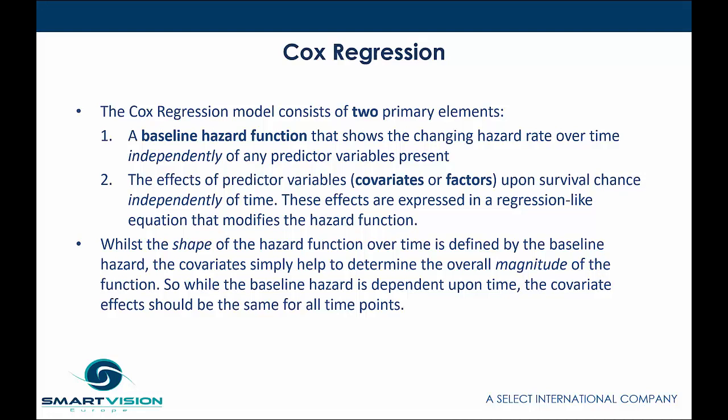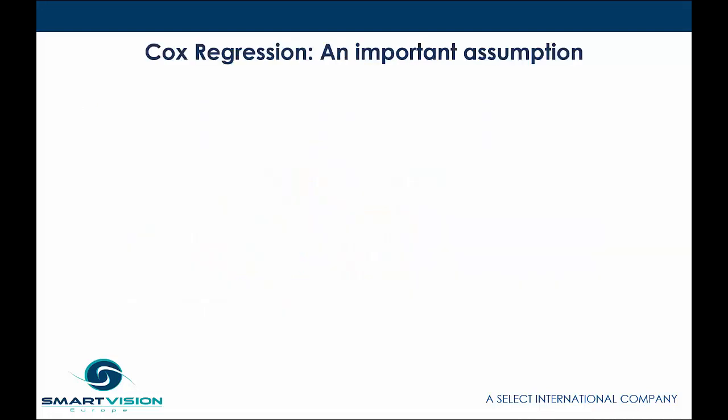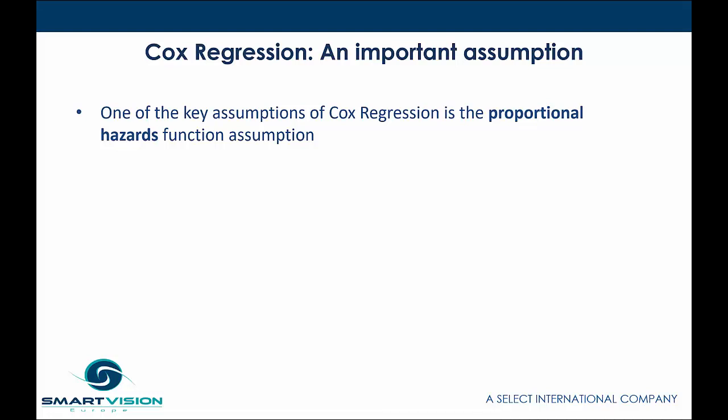So while the baseline hazard is dependent upon time, the covariate effects should be the same for all time points. And that implies an important assumption about Cox regression. Now, earlier on we were talking about Kaplan-Meier, and in Kaplan-Meier we said that this is a non-parametric method. It doesn't really make a lot of assumptions about the data or about the distributions involved. Here we have quite an important assumption that relates to these two elements, but it relates to the baseline hazard function and the coefficients that are independent of that. This is known as the proportional hazards function assumption.